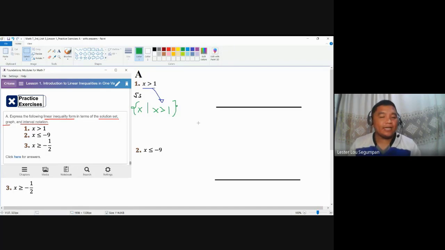Let's proceed to the second form, which is the graph. The complete terminology for that is the graph of solutions in a real number line. So we have here this real number line. This real number line, as you can still remember, extends to both infinities.